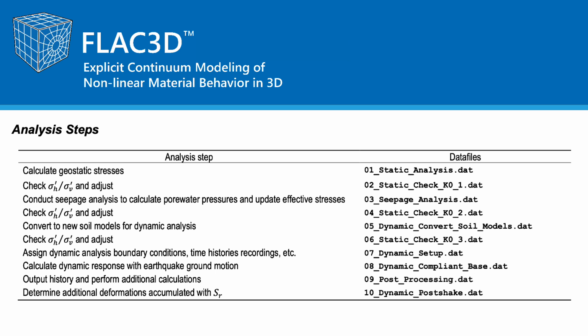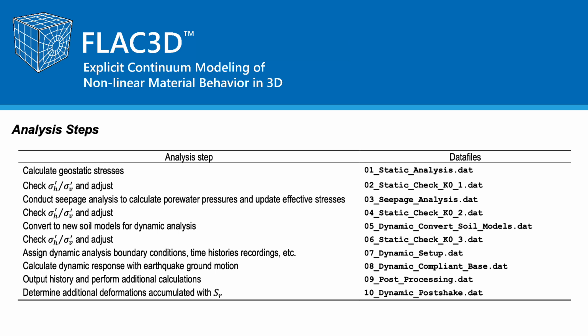Next up, in the sixth analysis step, the ratio of the horizontal to vertical effective stresses is checked again, and adjustments are attempted if unrealistic values are found. In the seventh analysis step, the boundary conditions and damping characteristics of the model are changed, certain constitutive model parameters updated, and time history stored. The eighth analysis step corresponds to the actual analysis step in which the dynamic response with the earthquake motions is determined. Following completion of the earthquake analysis, a post-processing data file exports time histories and performs customized internal calculations.